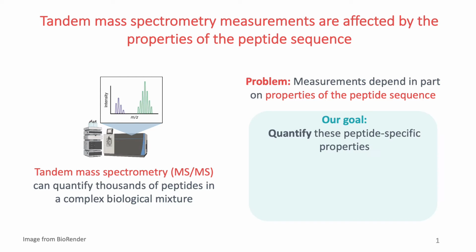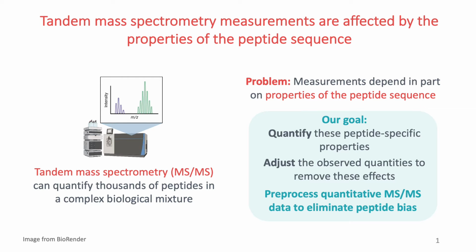Our goal is to train a machine learning model to quantify these peptide-specific properties, and then adjust the observed quantities to remove these effects. And our end goal is to offer our approach as a pre-processing step to eliminate peptide bias from quantitative MSMS data.